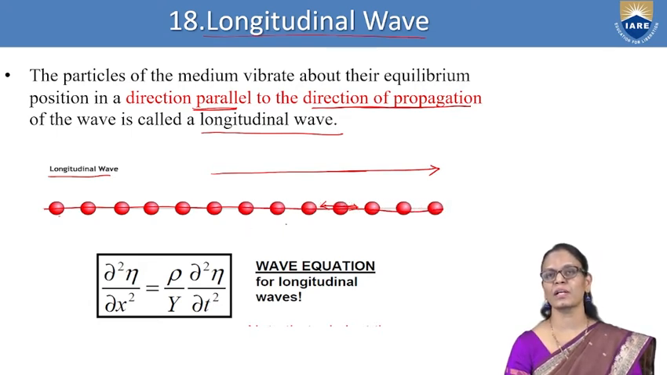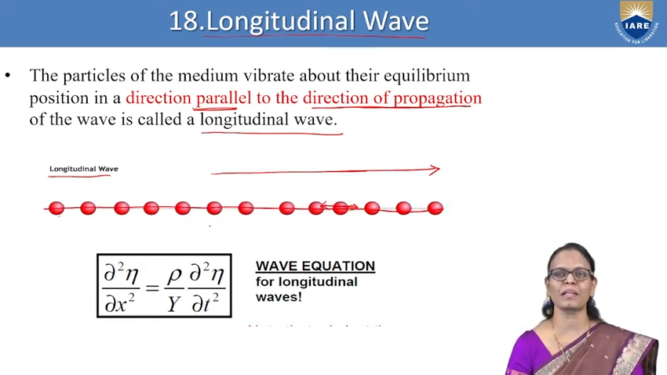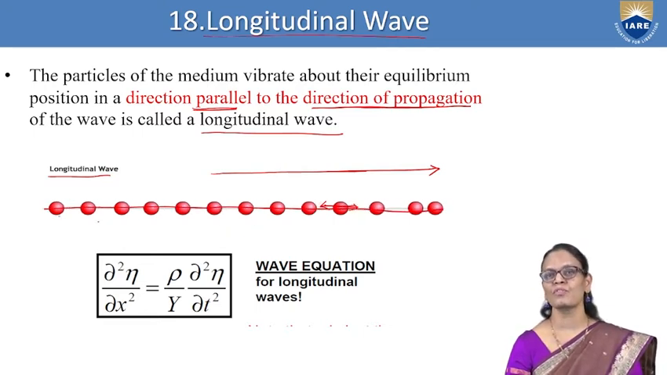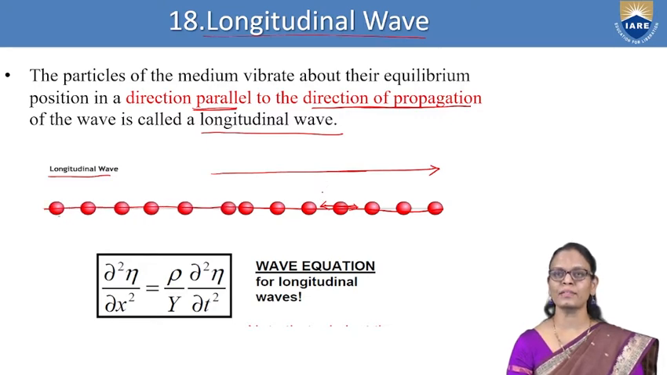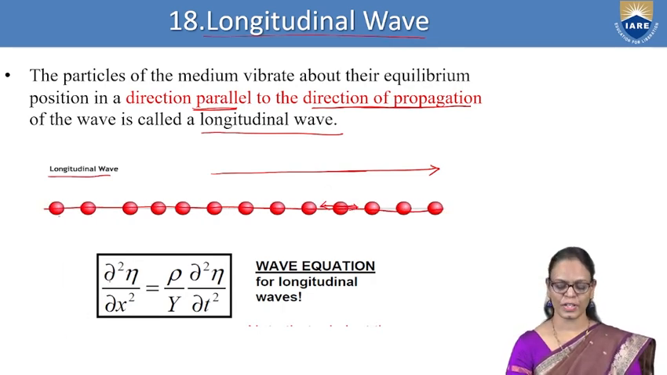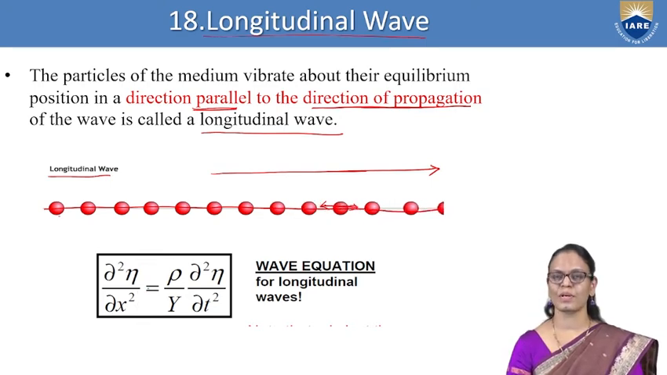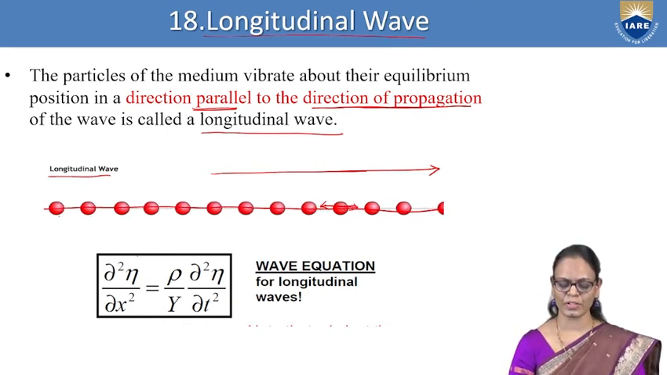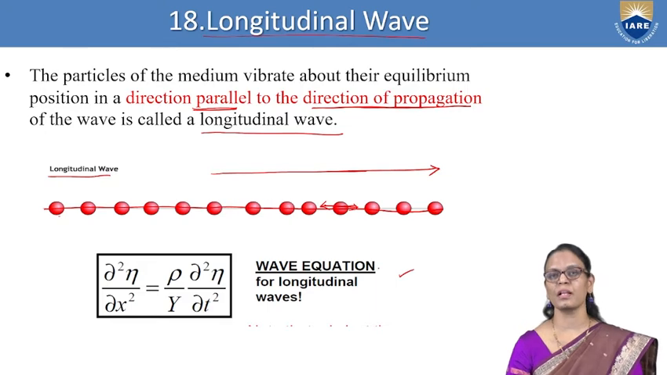In the simulation, you can observe very clearly how the particles are vibrating about their mean position, and the motion is passed on forward, and it is parallel to the direction of propagation of the wave. And then how do we write the wave equation? In case of a longitudinal wave, ∂²η/∂x² = (ρ/Y) ∂²η/∂t². Here, ρ is the density and Y is the Young's modulus. So, that is what we have for a longitudinal wave.